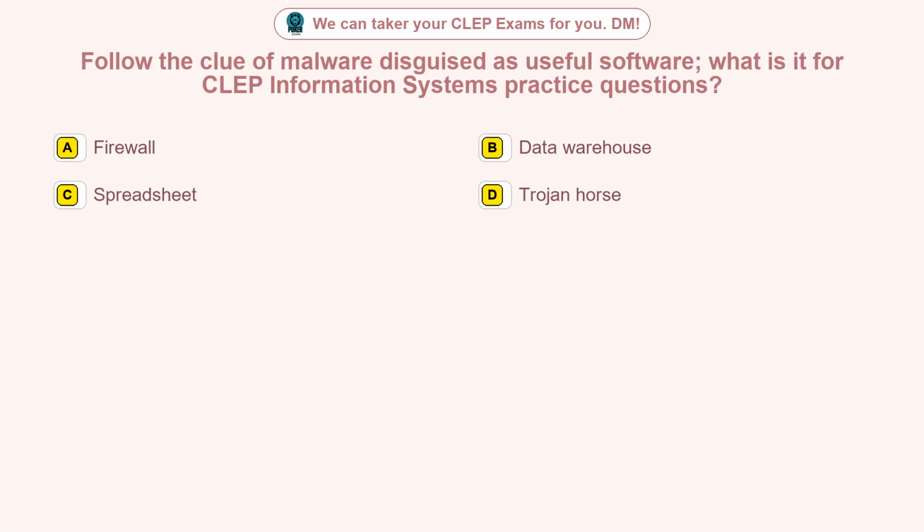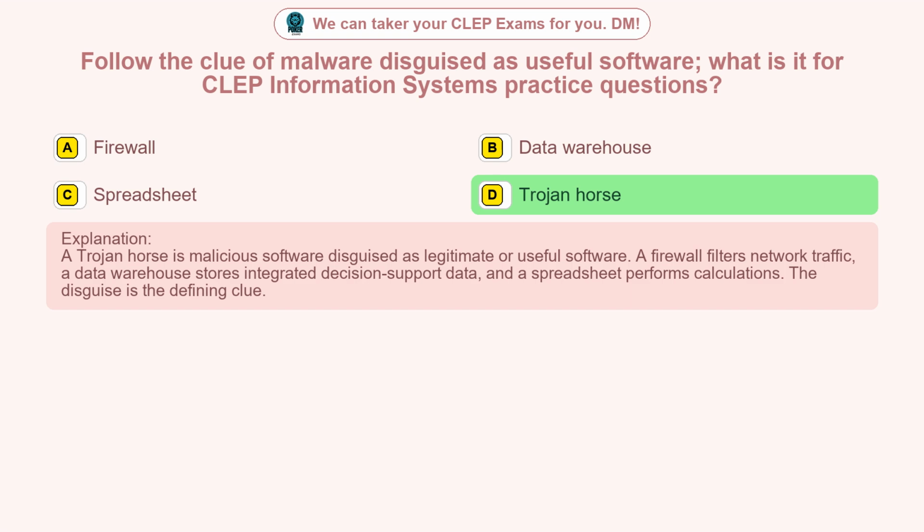Question 41. Follow the clue of malware disguised as useful software. What is it for CLEP Information Systems practice questions? Option A. Firewall. Option B. Data warehouse. Option C. Spreadsheet. Option D. Trojan horse. The correct answer is option D. Trojan horse. A Trojan horse is malicious software disguised as legitimate or useful software.